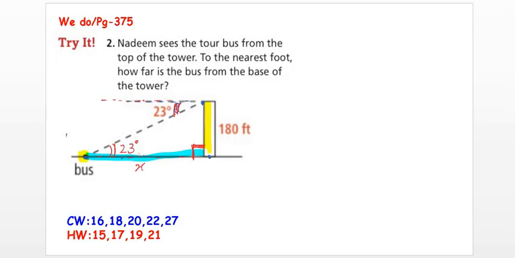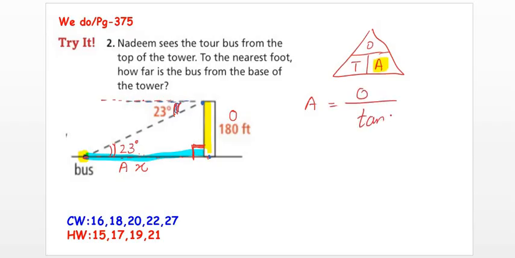Now I'm trying to find this distance between the bus and the building, or you can say the tower. So according to the trigonometry, this is the opposite side and this is the adjacent, right? So how can you find the adjacent? You can make the triangle for you. It's like TOA, the tangent ratio can help us. So we can write it like this, and we are trying to find the adjacent. So it will be A equals what? Opposite over tan angle, right?